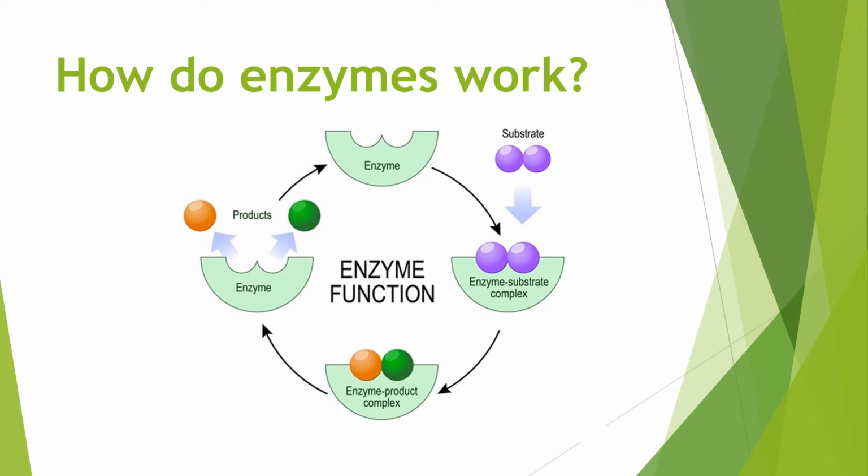Now, how does it work? The part of the enzyme where substrates bind is called the active site. When the substrates are bound to the active site of the enzyme, an enzyme-substrate complex will be formed. After the formation of the enzyme-substrate complex, the enzyme will then speed up the reaction. After the reaction, an enzyme-product complex will be formed. And when the enzyme is done catalyzing the reaction, it will release the product and will be ready again for a new cycle.